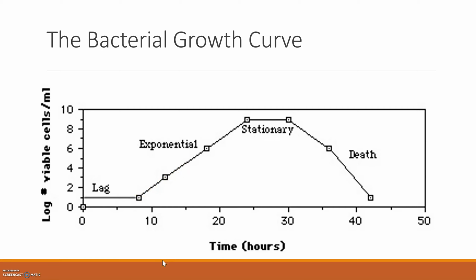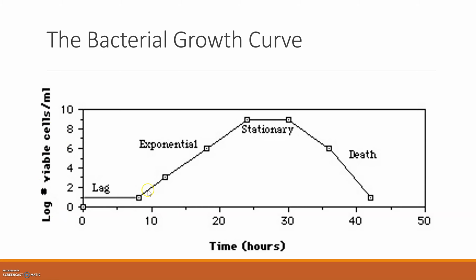We always tell you to label the axes when you're looking at a curve, and this is an example of where it's really important to observe how your axes are labeled. You can see on the horizontal axis, we have time listed in hours, and on the vertical axis, we have the log of the number of viable cells per milliliter.